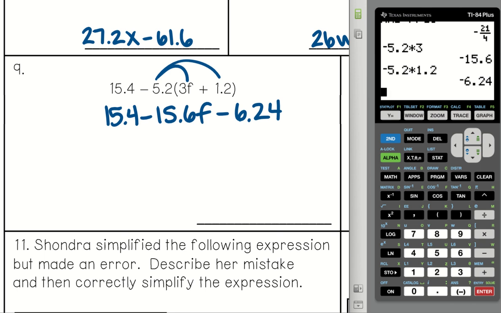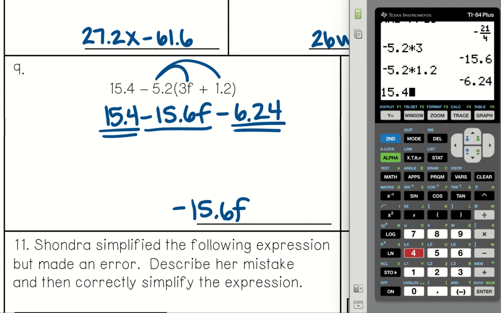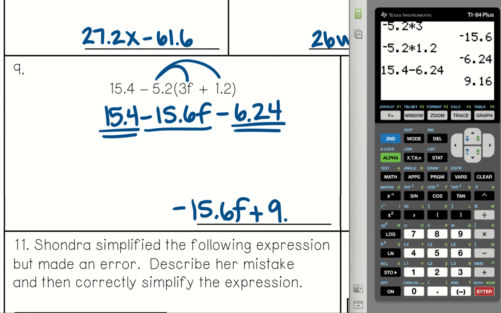So now we're going to combine our like terms. We're going to start with our f's. So I have negative 15.6f. And then my constants. We're going to do 15.4 minus 6.24, which gives me positive 9.16.